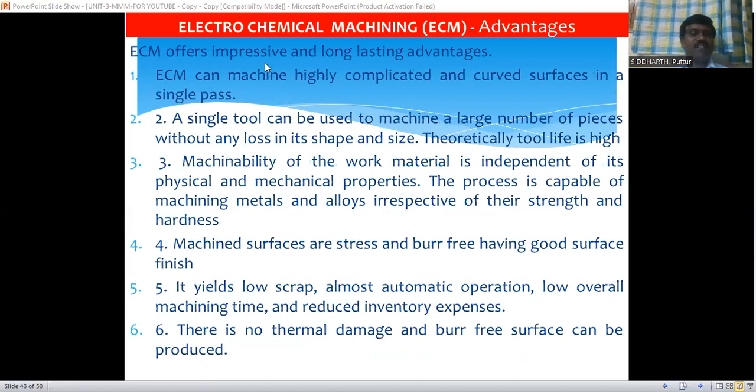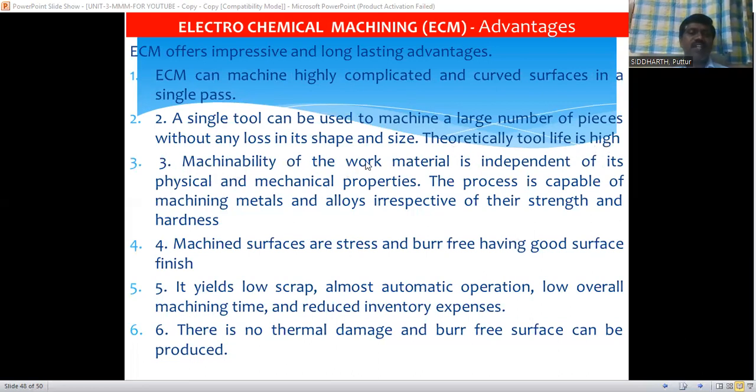Now coming to the advantages of this electrochemical machining process. This electrochemical machining can machine highly complicated and curved surfaces in a single pass. That is the main advantage of this electrochemical machining process in comparison to the conventional machining process. A single tool can be used to machine a large number of pieces without any loss in its shape and size. So the tool wear is very less in comparison to the workpiece wear rate, so that the life of the tool is very high compared to the conventional machining process, so that a single tool can be used to produce more number of workpieces. Theoretically the tool life is very high.